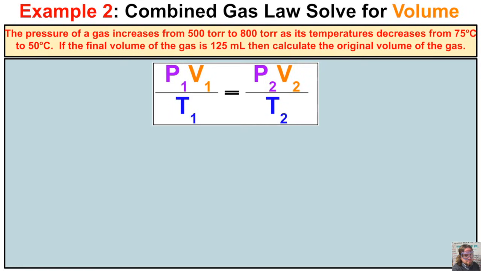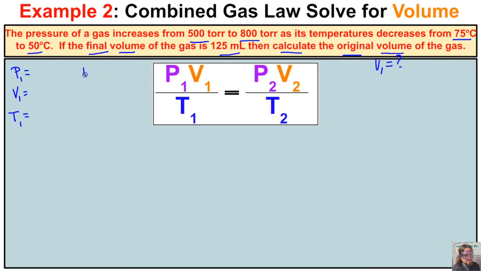In this second example, it says the pressure of a gas increases from 500 torrs to 800 torrs, and its temperature decreases from 75 degrees Celsius to 50 degrees Celsius. If the final volume of the gas is this right here, then calculate its original volume. We're asked to calculate the original volume. Original means first, and so we're asked to find V1 in this problem. Let's set everything up. Let's find out what P1 is, what V1 is, and T1.